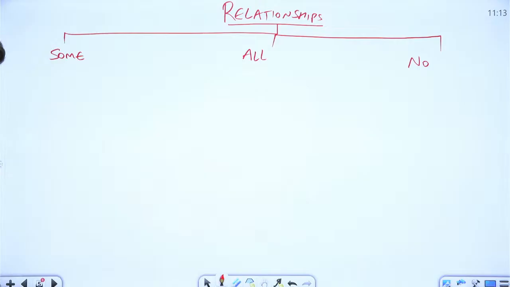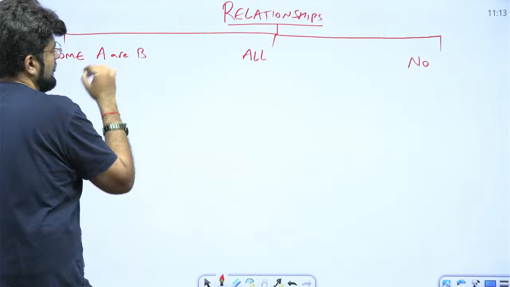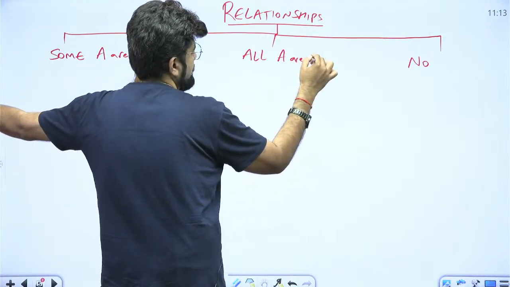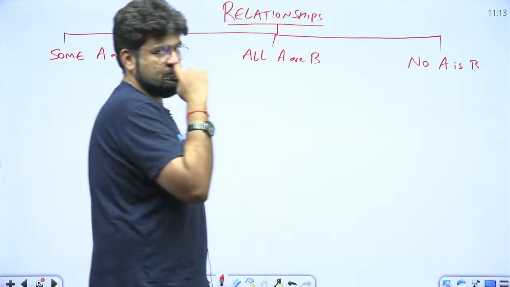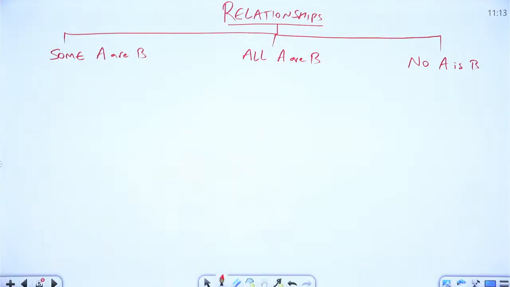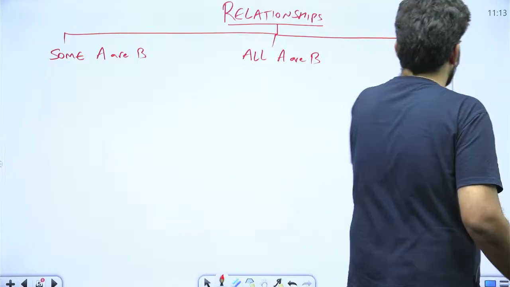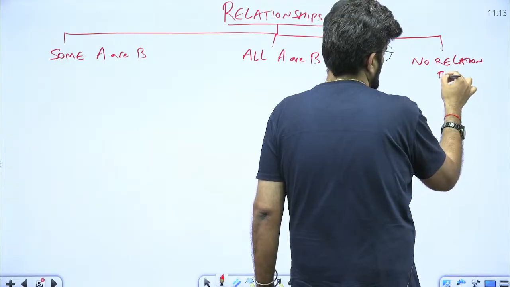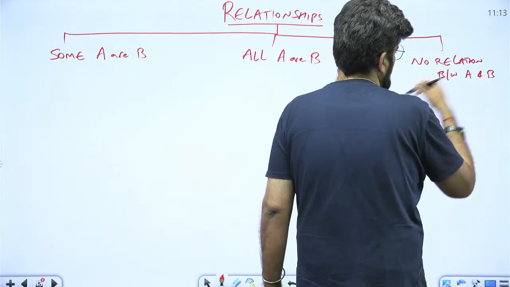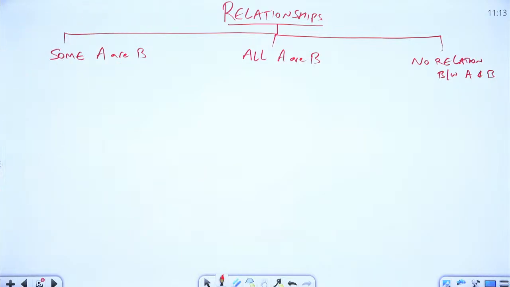So I'll say, for example, some A are B. I'll say all A are B. And I'll say no A is B. Let me rather call this a no relation between A and B. This is better. So some, all, and no relation between A and B.